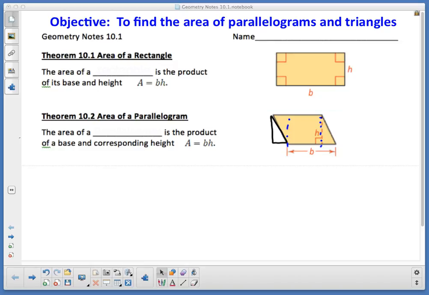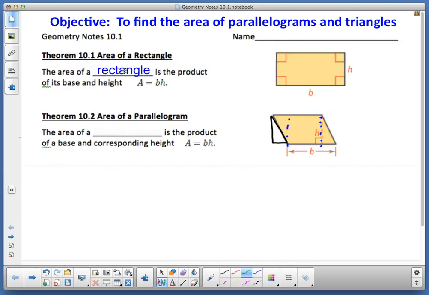This is Theorem 10-1, area of a rectangle. The area of a rectangle is the product of its base and height. That's B times H. This is B and that's H. This is the area of my rectangle, so I multiply B and H and I've got it.